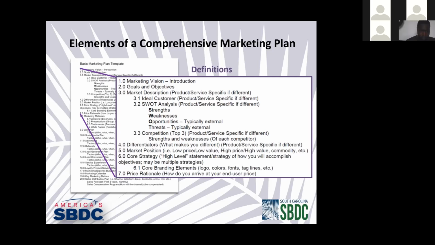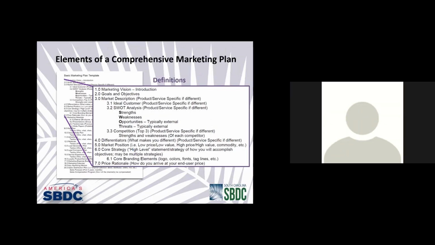A SWOT is where you look at your strengths. Now, keep in mind that strengths and weaknesses are largely internal. So those are you, the business owner, or the employee, or the group of employees, if you have a larger company. What are the strengths and the weaknesses? They're internal to the organization. Okay, what do you bring to the business? What are your weaknesses in the business? Okay, it forces a very introspective look into your business and how you can be successful and where you need to improve.